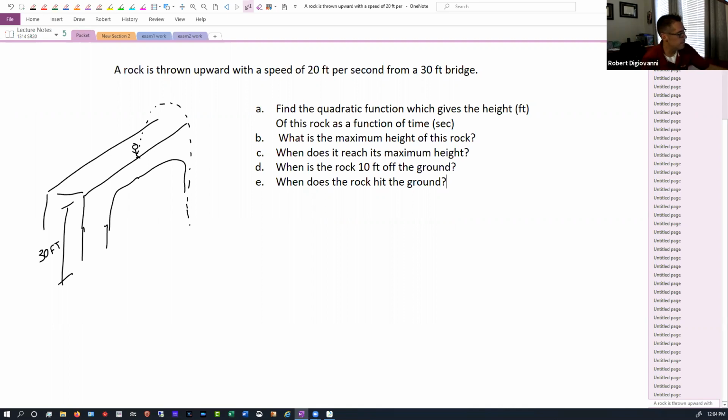Okay, let's do this. Part A. We know this is an object that's going to be falling on Earth, under the influence of gravity only. So the formula must look like d of t equals negative 16t squared, because we're on Earth, plus some number in front of t plus some other number d naught. Do we know v naught and d naught? Is it given to us in this problem?